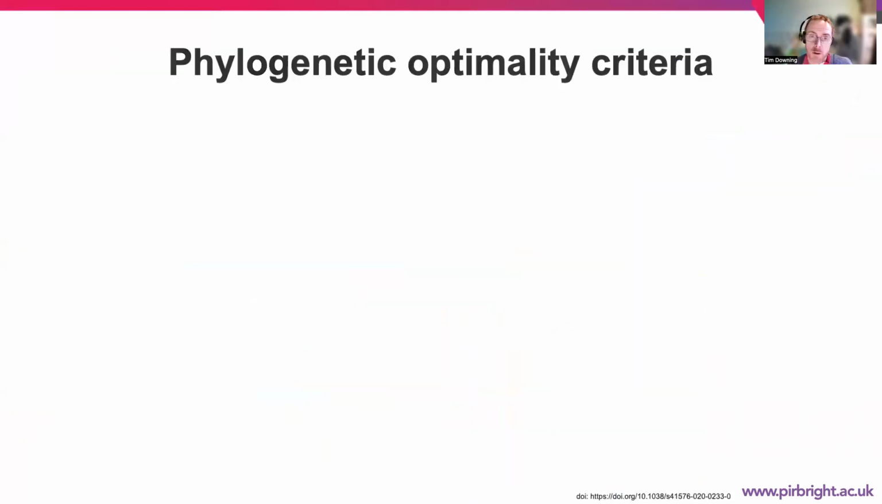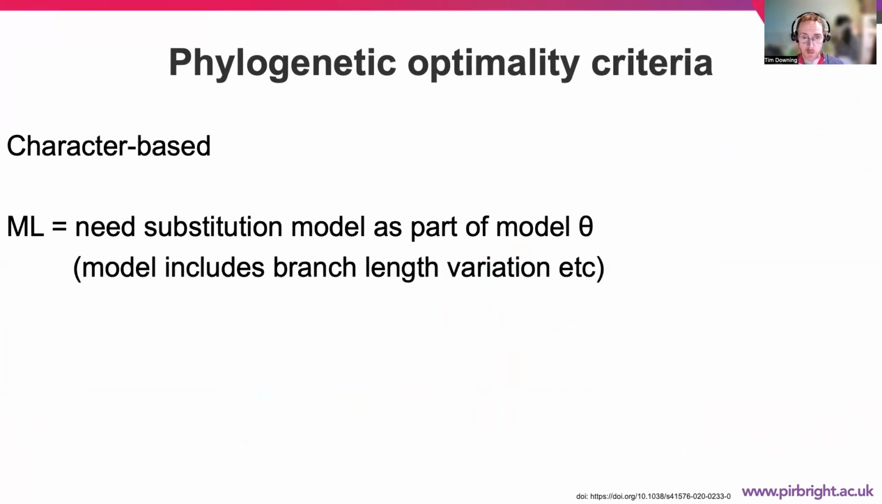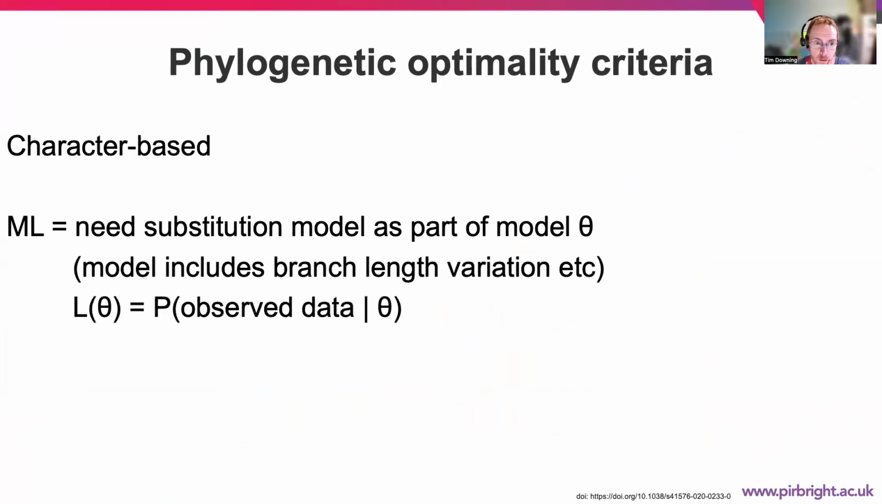Another character-based method is maximum likelihood. So it looks at a particular model that's of interest, that considers how much branch lengths should vary, and looks at what's the chance of getting this particular data set given the model that's of interest. So maximize the likelihood of that.